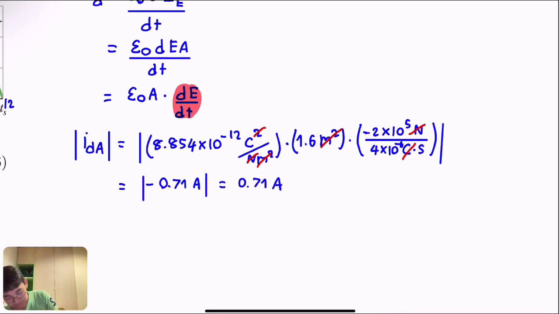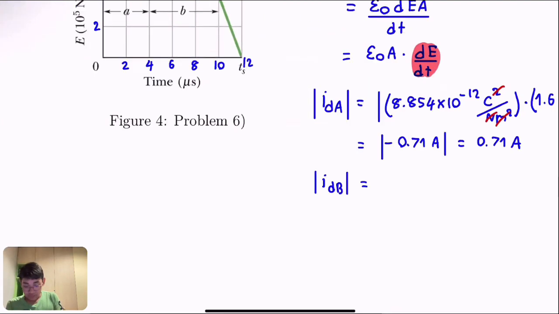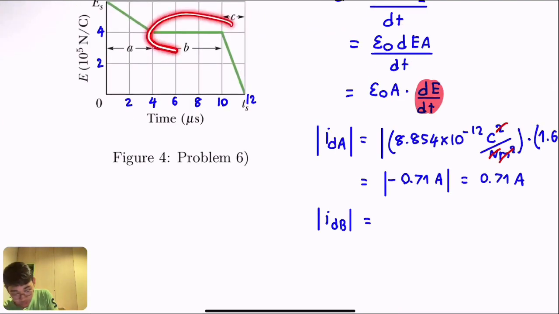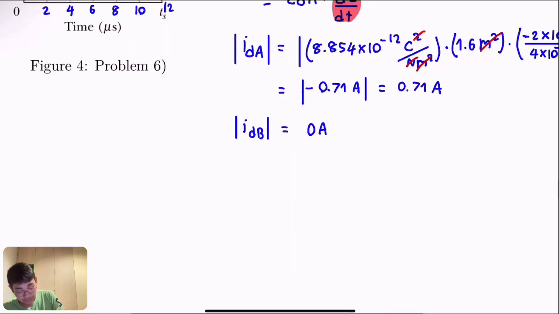Done. Now for interval B, I_DB. Okay, let's look at the graph. The slope here is equal to 0, so 0 times anything will be 0, so we can answer 0 ampere easily.